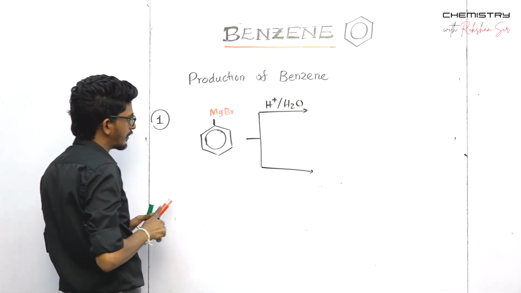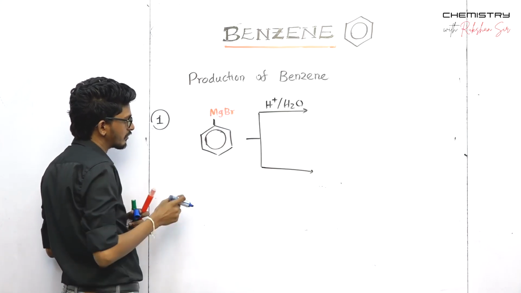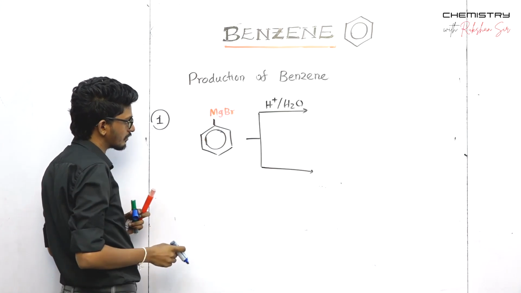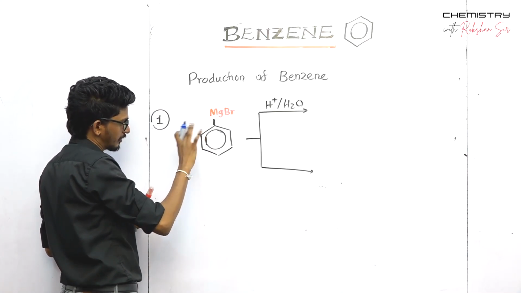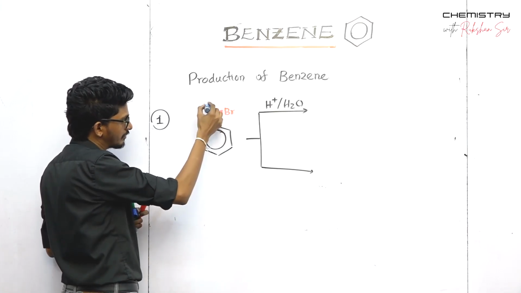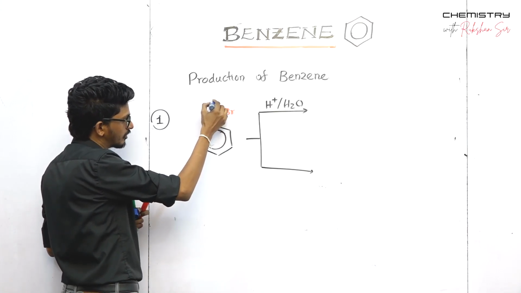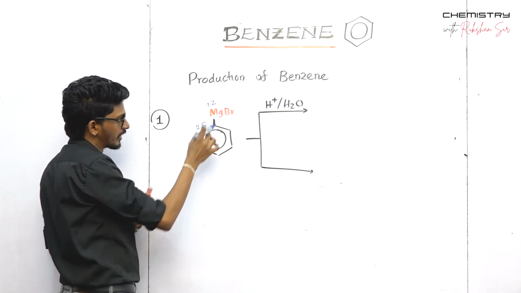As this carbon is negatively charged, because the electrons are attracted towards the magnesium, no? Sorry, not that. Electrons will be attracted towards the carbon, right? Electrons will be attracted towards the carbon because magnesium has an electronegativity of 1.2 and carbon is 2.5, no? So electrons are attracted towards the carbon.